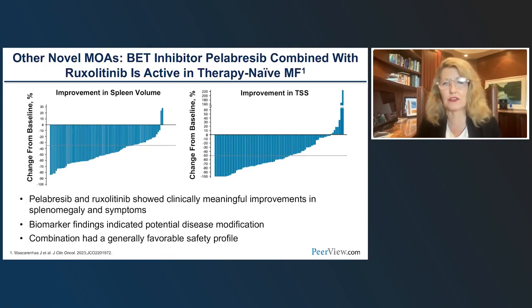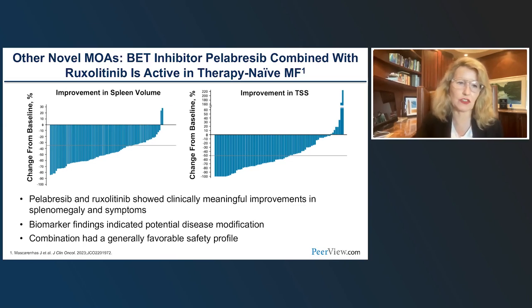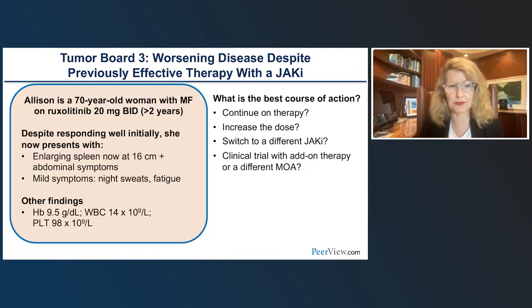Now, what about novel mechanisms of action beyond the drug we just talked about, imetelstat? BET inhibitor pelabresib, combined with ruxolitinib, is active in therapy-naive myelofibrosis. So pelabresib and ruxolitinib showed clinically meaningful improvements in splenomegaly and symptoms, as you see in these waterfall plots here. So MorphoSys has continued to develop this combination strategy. Biomarker findings indicated potential disease modification, and the combination has generally had a favorable safety profile.